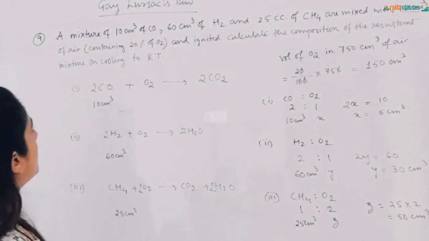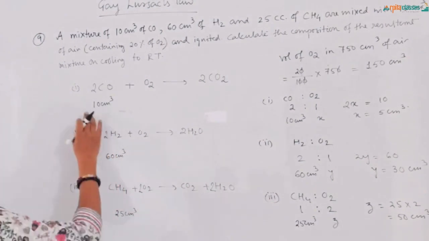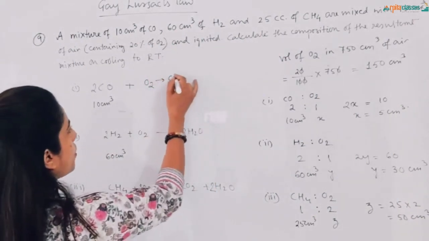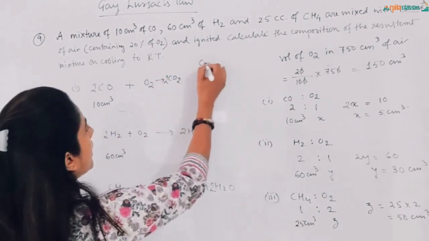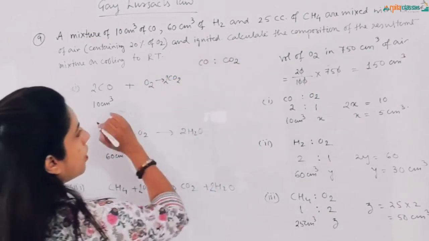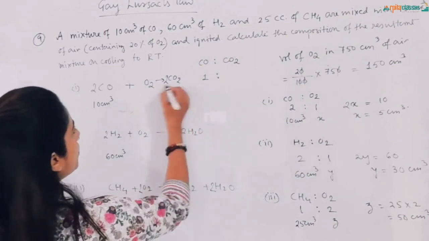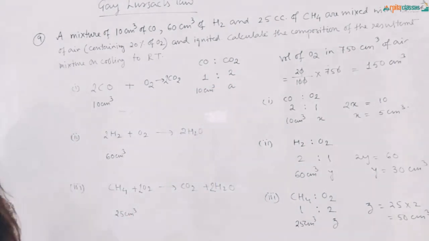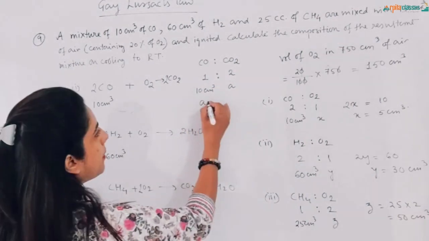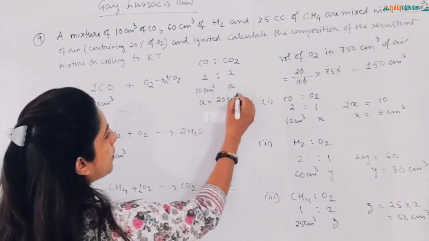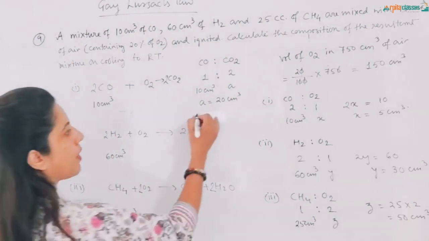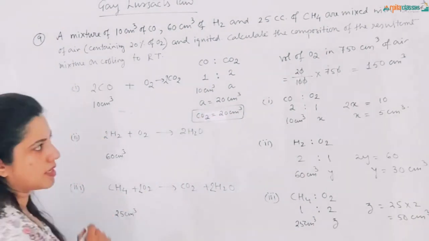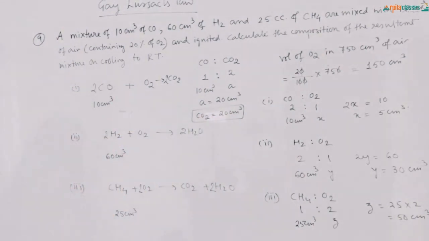Let us write it here. For the first reaction, CO is to CO2. The ratio between CO and CO2 from the first equation is 1:2. So if CO is 10 centimeter cube, how much will be carbon dioxide? Let it be A. Cross multiply, and A is equal to 20 centimeter cube. So there is 20 centimeter cube of carbon dioxide. I'm writing it here so that we can summarize it. Carbon dioxide is 20 centimeter cube from the first equation.